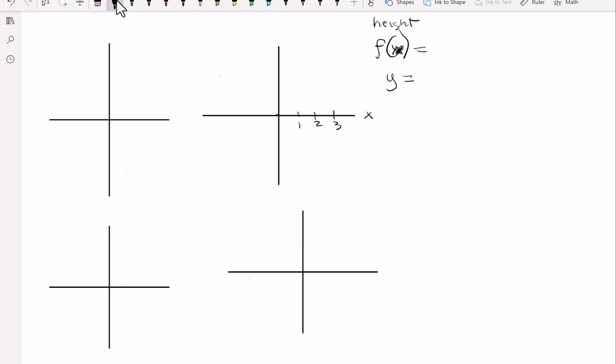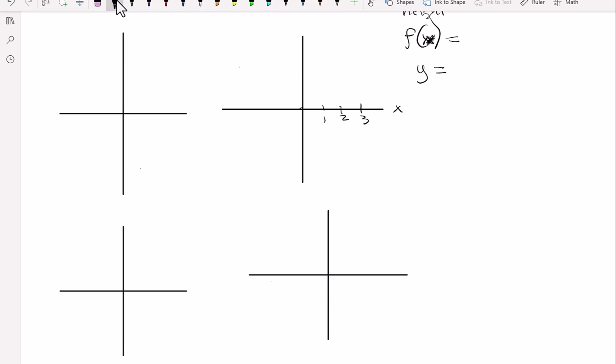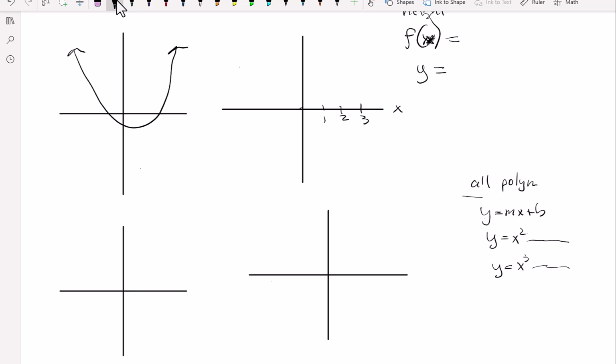Every time you have an ordered pair, a single ordered pair is called a relation. If you have a group of ordered pairs, that's a group of relations, but sometimes relations form a function and sometimes they do not. Let me give you an example. You've got a parabola, and by the way, all polynomials, so y equals mx plus b, y equals x squared, y equals x cubed, and so forth. All of these are polynomials, and this is why.